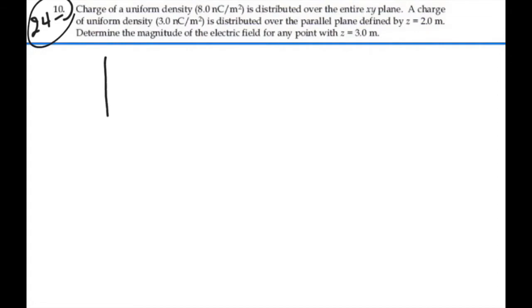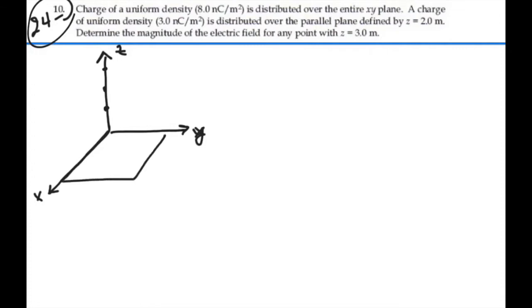Alright, let's imagine what's going on here. Let's say we have x, actually let's make this y, and this x, and this z. And we've got 1, 2, 3. And we've got the whole xy plane as an infinite sheet of charge, and that sigma is equal to 8 nanocoulombs per square meter.